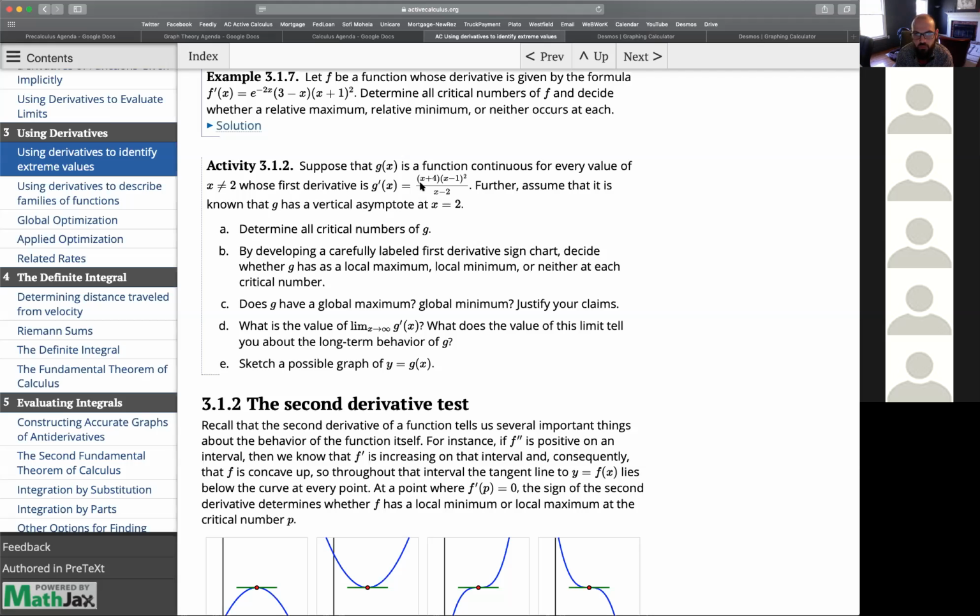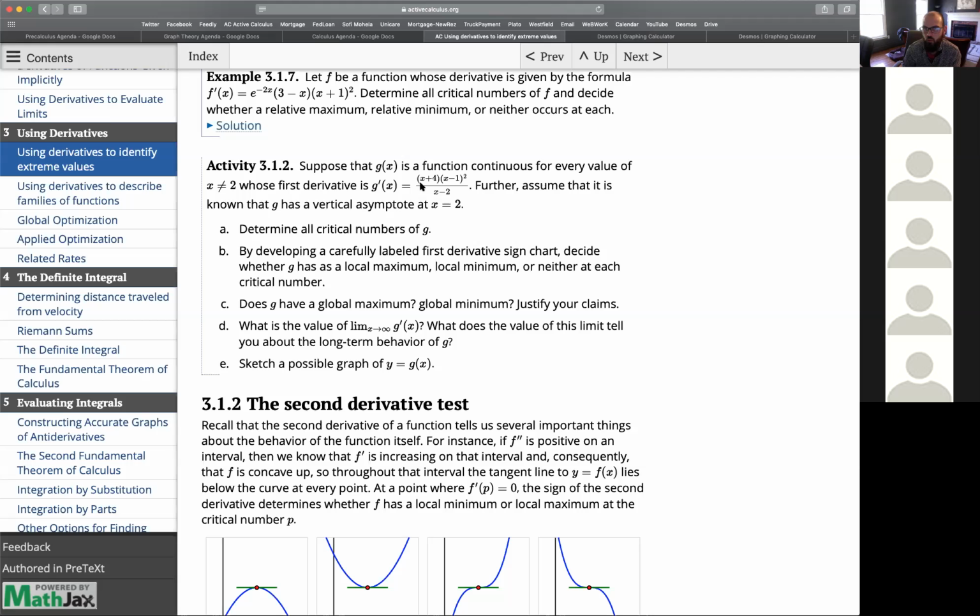So Caleb, if you just looked at the numerator, you would get -4 and 1. So where did that 2 come from? The numerator is going to be 0 at -4 and 1. And why do we have a 2 in there? Because it's undefined at 2. Yeah, exactly. It's going to be a vertical asymptote there.